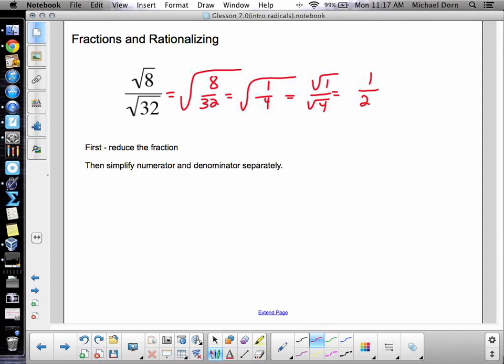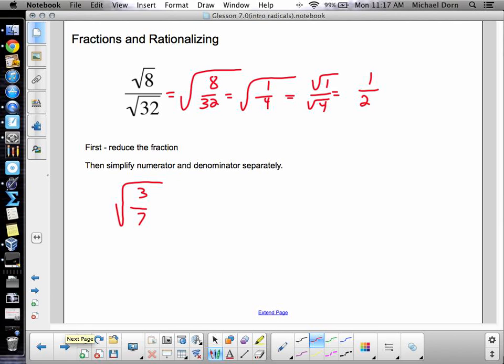So that's a relatively easy one. Square root of 8 over 32 reduces to 1/2. That's all there is to it. Some get more complicated, though. What if I have square root of 3/7? How do I handle that?